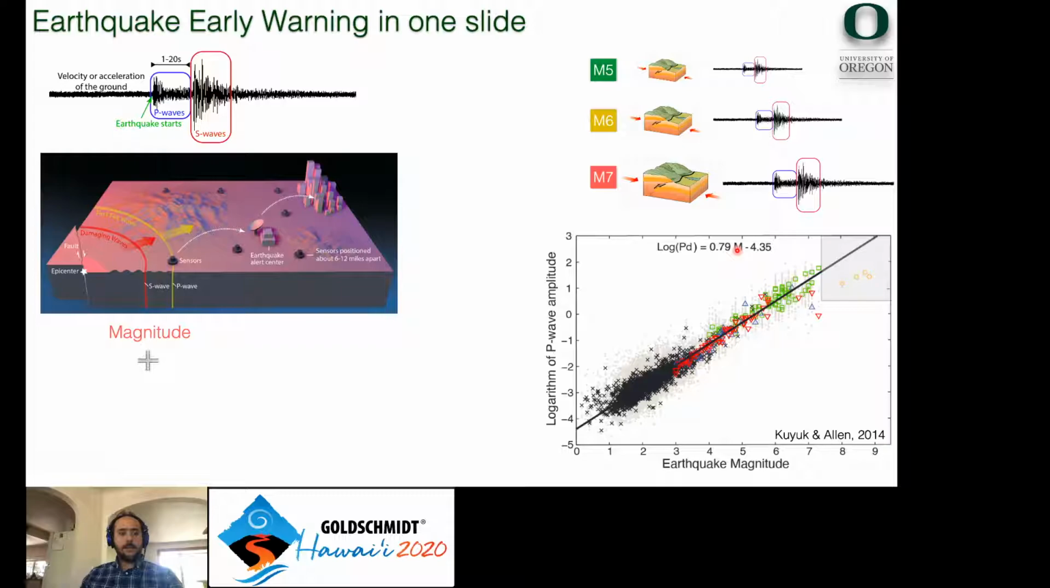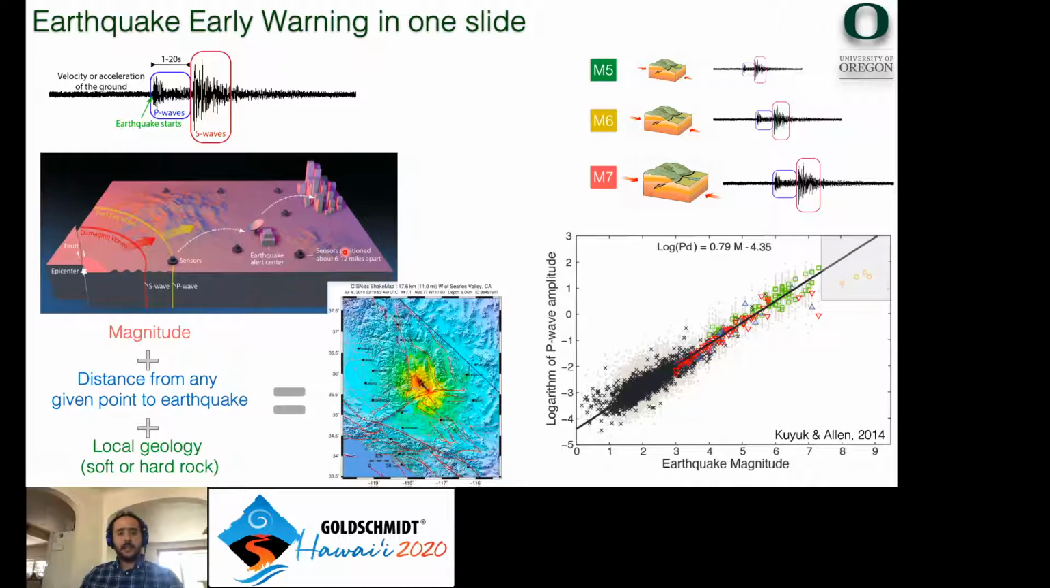Once you have that magnitude, you combine that with the distance from any given point of interest, for example, that of a city or a critical facility. If you know that distance from the earthquake, and you know the magnitude of the earthquake, and you also know a little bit about the local geology, whether you're on soft rock or hard rock, with those 3 bits of information, you can create an estimate of the shaking intensity. And you can make a map like this, which many of you are probably quite familiar with. This is called a shake map, where the colors represent how strong we think the shaking is going to be.